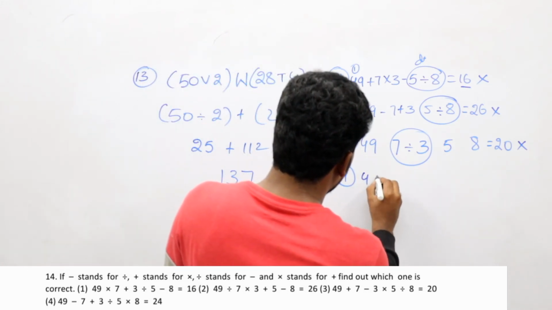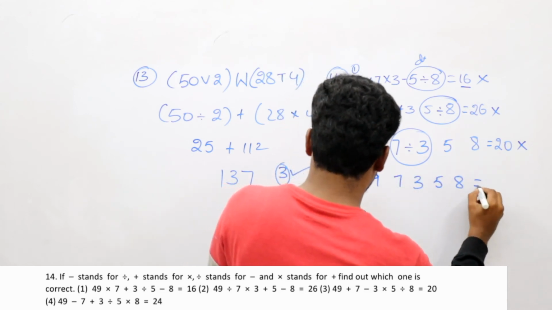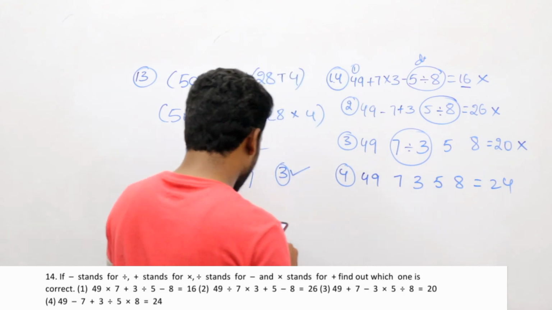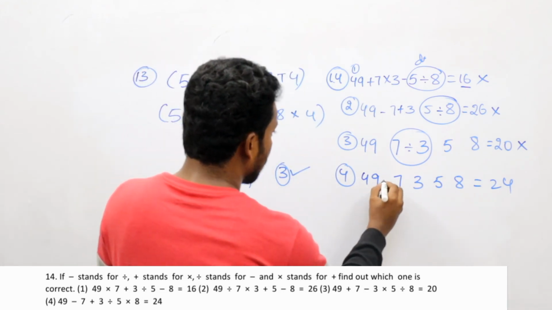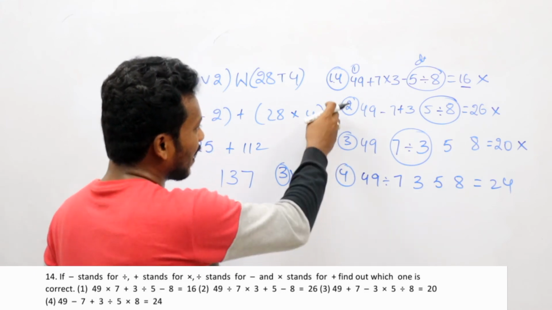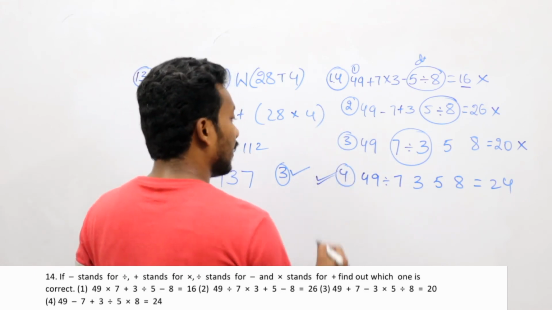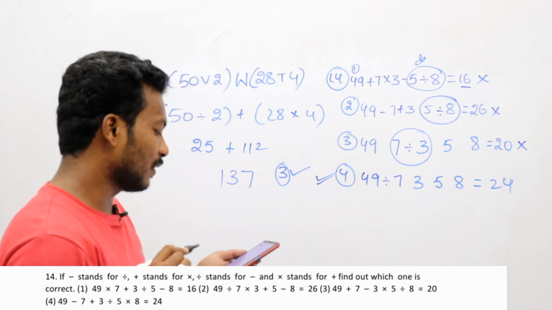Now what is the fourth option? That is 49, 7, 3, 5, 8 is equal to 24. What is the first one? Minus and plus. Minus means division. 49 divided by 7, no problem. Okay, whenever three options are wrong, the last one is 100% correct. We are checking that one.